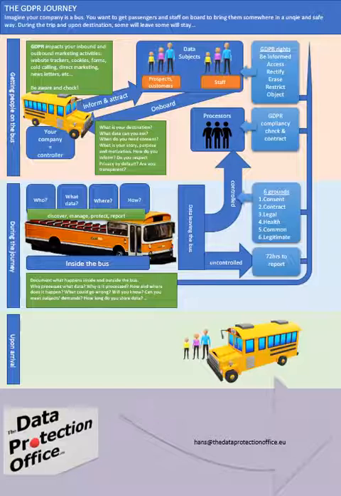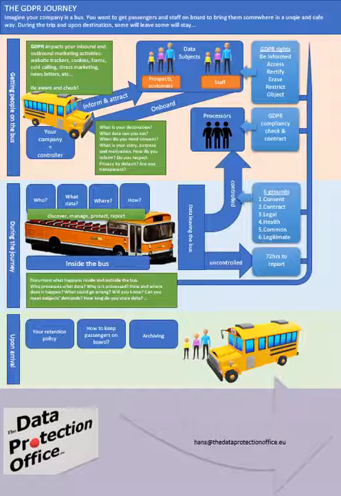Now upon arrival, some people will stay on the bus, other people will leave the bus. So do you have a decent retention policy on what you do with data of people leaving the bus? What can you do with people who stay on the bus? Do you need to renew stuff or can you just go on? And do you have an archiving policy? Now these are only a few questions regarding the GDPR journey.